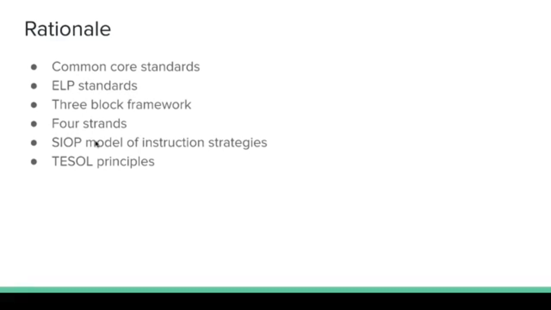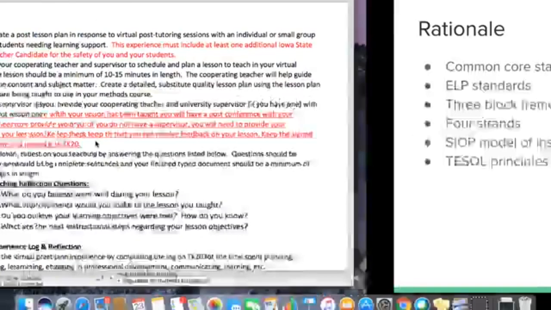We use the Common Core standards as well as the English language proficiency standards. And we designed our literacy unit using the 3-block framework, but we're focusing on the reader's workshop part of this for our reading comprehension. And we also incorporated the 4 strands, which are balanced in this unit, and we used strategies from the SIOP model of instruction, as well as a couple of the TESOL principles.